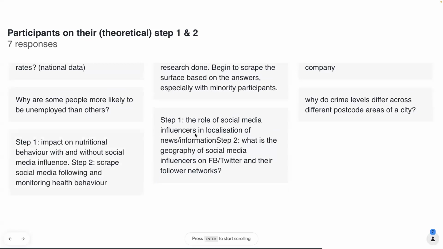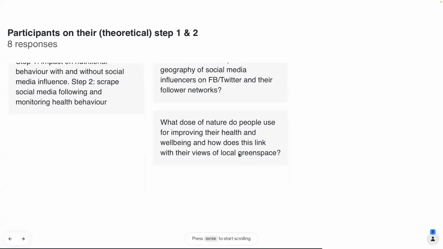I'll just read the one that's just come through. So step 1, impact on nutritional behavior with and without social media influence. Step 2, scrape social media following and monitoring health behavior. Yeah, nice. What dose of nature do people use for improving their health and well-being, and how does this link with their views of local green space? Nice.